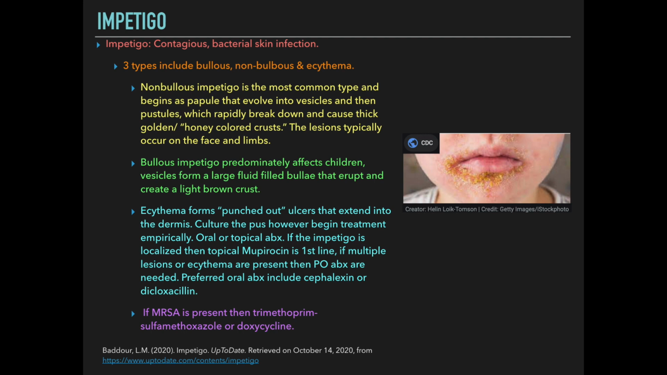So if the impetigo is localized to one area, then topical mupirocin or Bactroban is first-line treatment. However, if there are multiple lesions or if eczema is present, then oral antibiotics are required. And the preferred oral antibiotics include cephalexin or Keflex or dicloxacillin. If MRSA is suspected, then Bactrim or doxycycline will be more of an appropriate treatment.